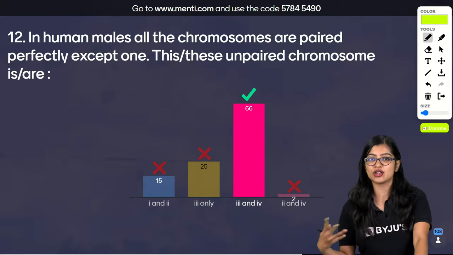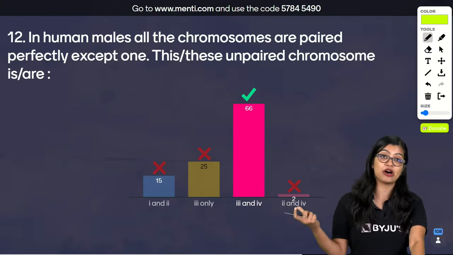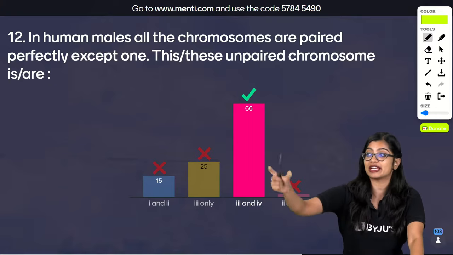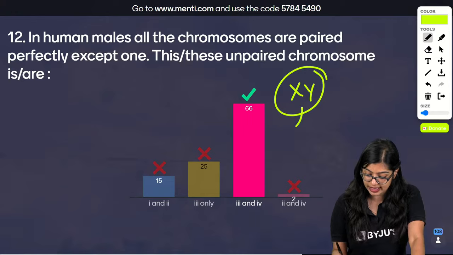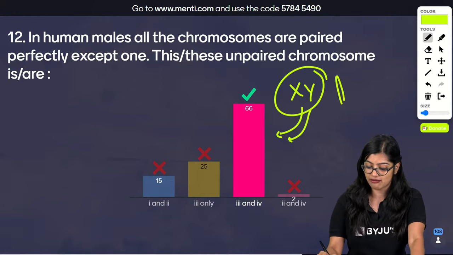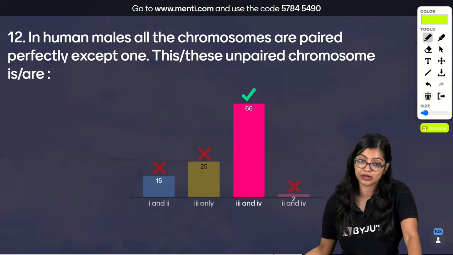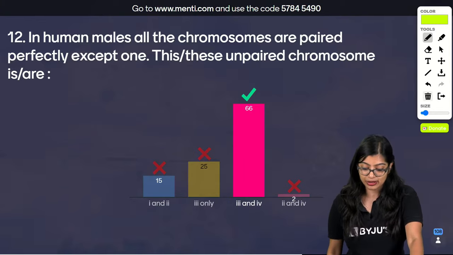See, large and small is not a way of understanding, like, they are perfectly paired, right? Because others are perfectly paired in terms of homologous, yes? But X and Y that you see is not perfectly paired because you have one large X chromosome and a small Y chromosome, right? So this is something that you need to understand.